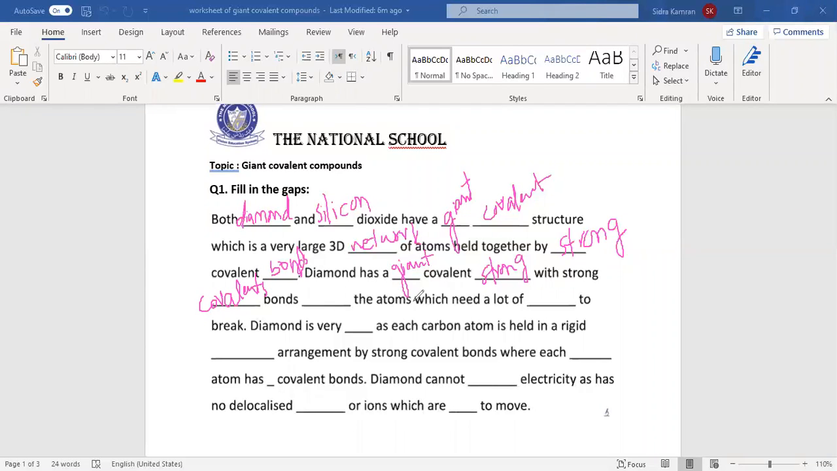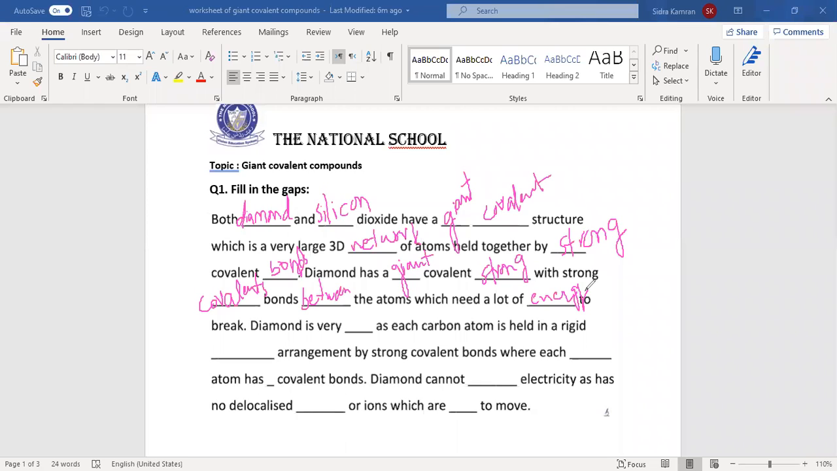between the atoms. You have to write here between the atoms, which need a lot of dash to break. What is needed to break them? Yes, energy. Good, beta. Needs a lot of energy to break.